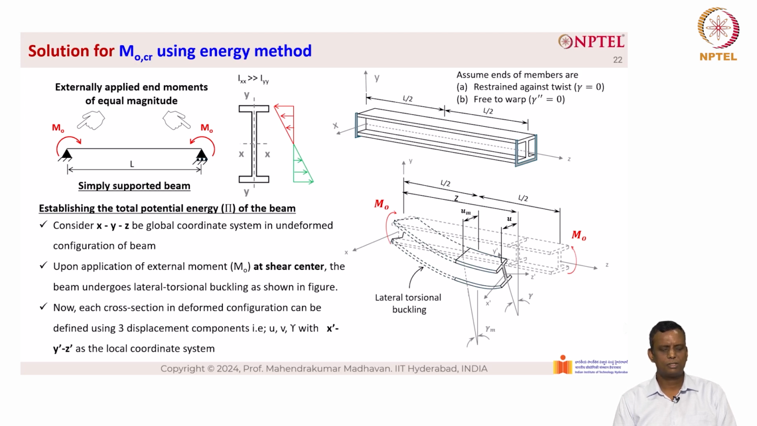Now, each cross-section in the deformed configuration can be defined using three displacement components u, v and gamma, with x dash, y dash and z dash as the local coordinate system. The ends of the beam are assumed to be restrained against twist, which is gamma equals 0, and free to warp, which is gamma double dash equal to 0. These two conditions will help in arriving at the constants for the differential equations based on the boundary conditions.